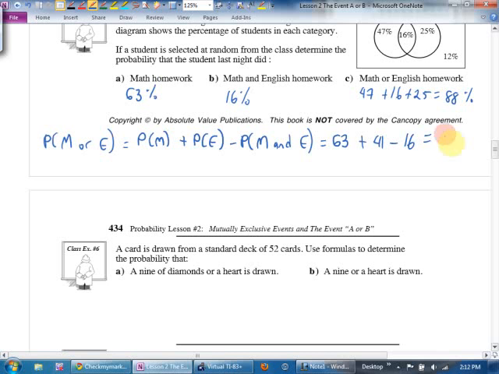Which way is fastest? Complement. Which way is second fastest? But for what it's worth, the formula would also have gotten me there if they had given me that. Two more, we're done.